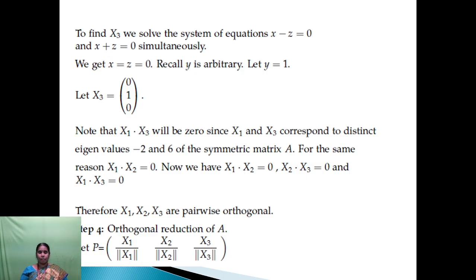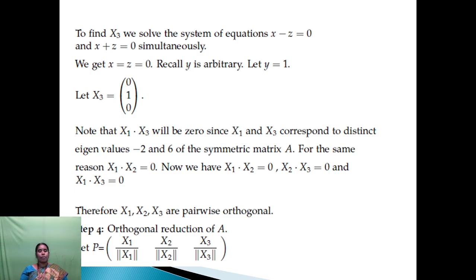So this is the answer. And we have to check whether x1 into x2 equal to 0, x2 into x3 equal to 0 and x1 into x3 equal to 0. Here, all 3 values are 0. Therefore, x1, x2, x3 are pairwise orthogonal.